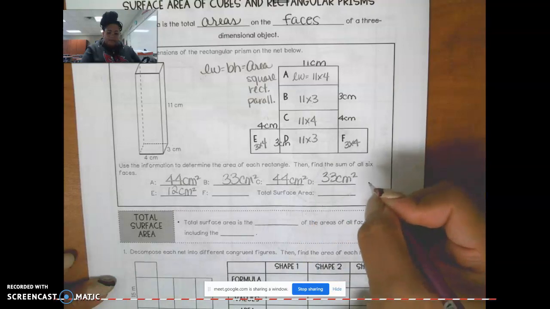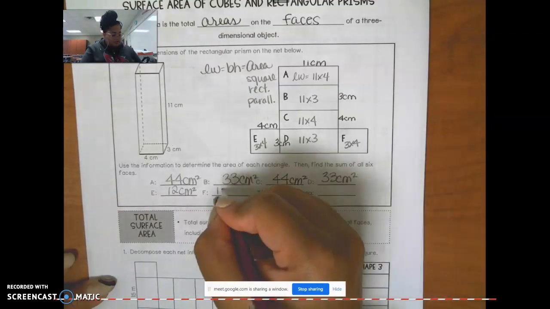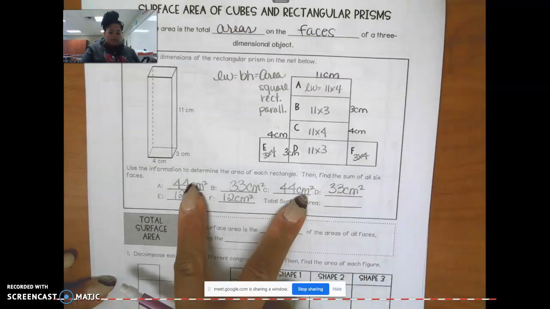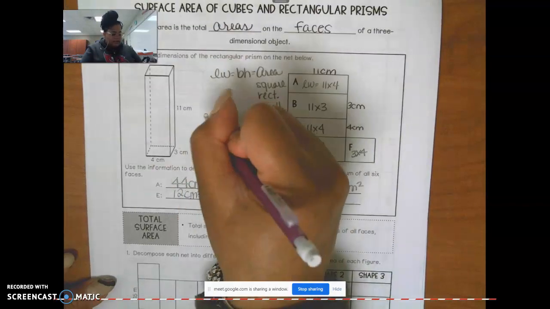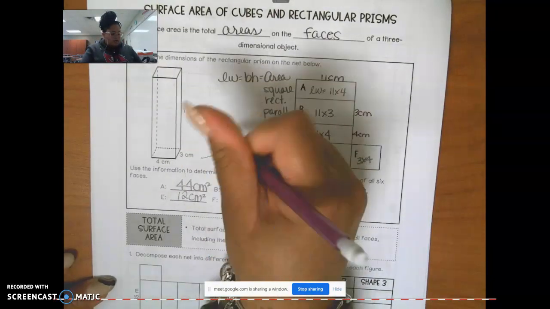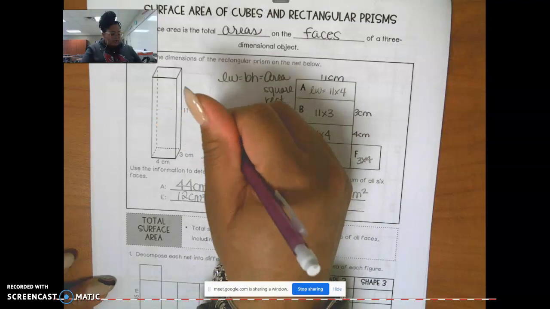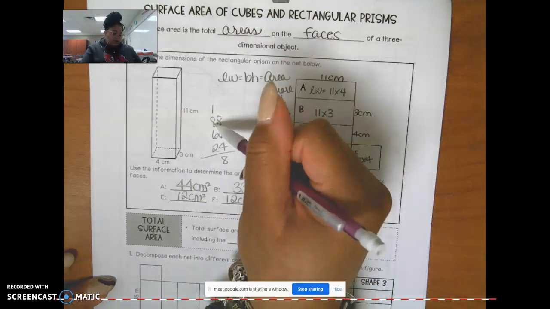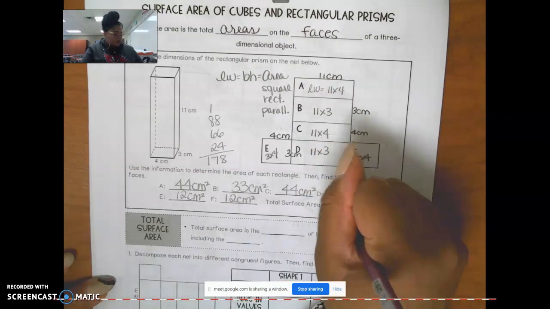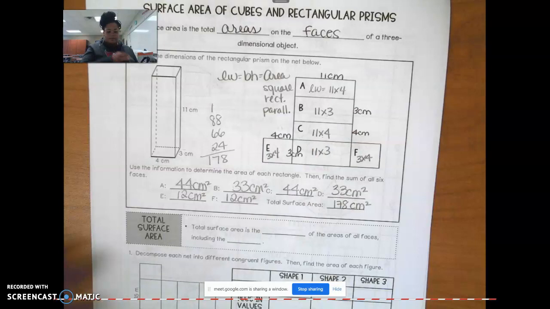And F is the same as E, which is 12. Then we add all these up. 44 plus 44 is 88. 33 plus 33 is 66. 12 plus 12 is 24. That's 18, carry the 1. That's 8, 17. 178 centimeters squared. Okay, I'll have to pick this up after we finish class.